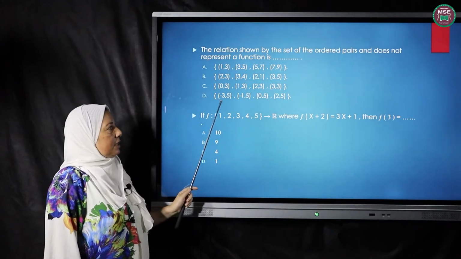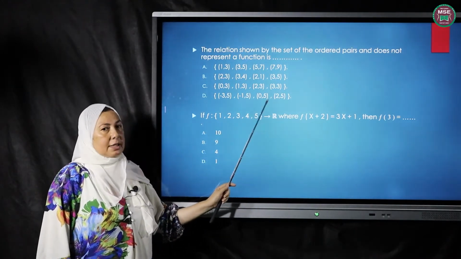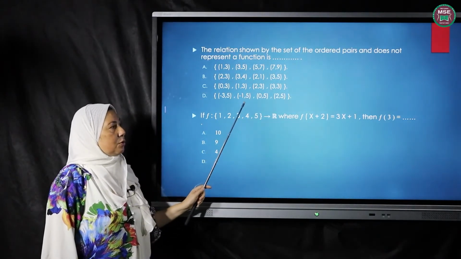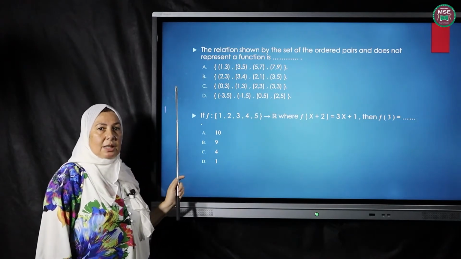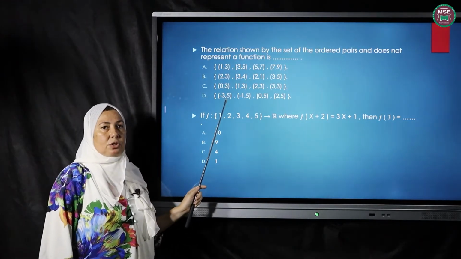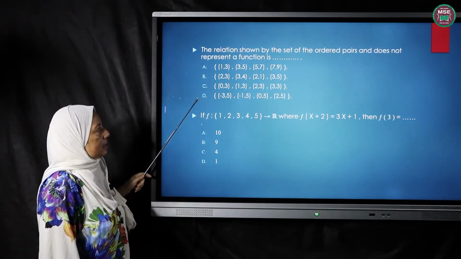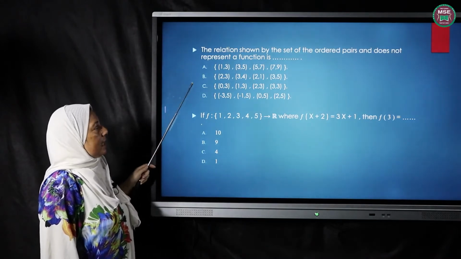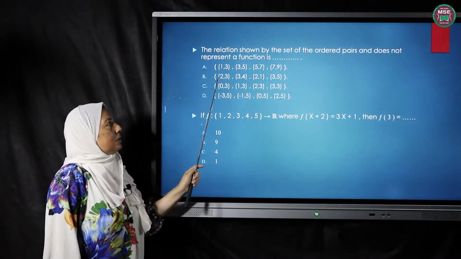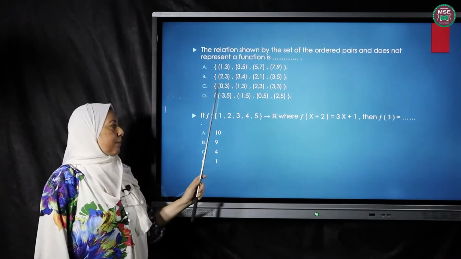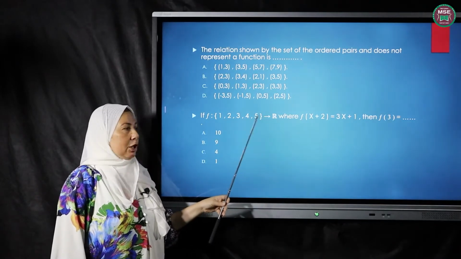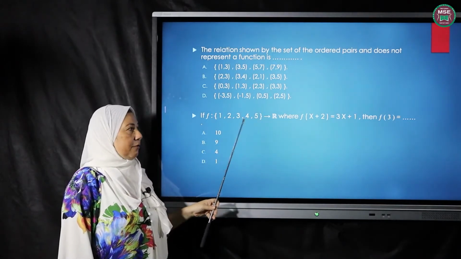Figure D: negative 3, negative 1, 0, 2. Set x has four elements. Each element has only one image. Therefore, the relation between x and y in figure D is a function. So A, C and D are all functions, not B, okay?